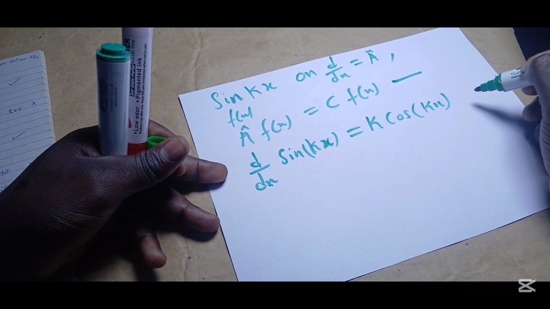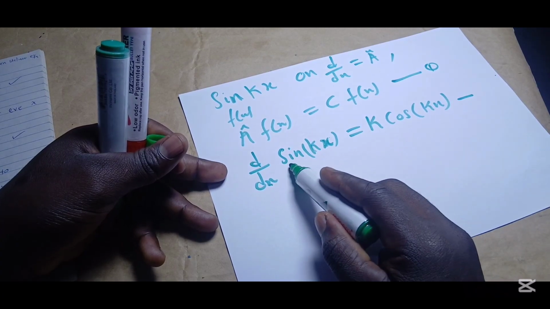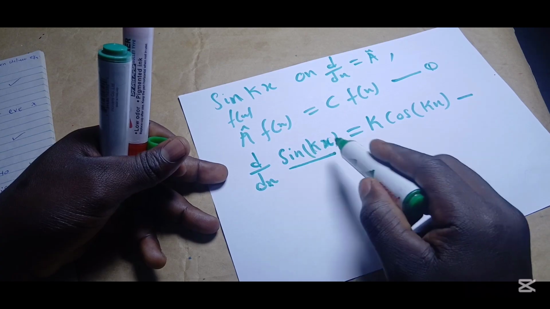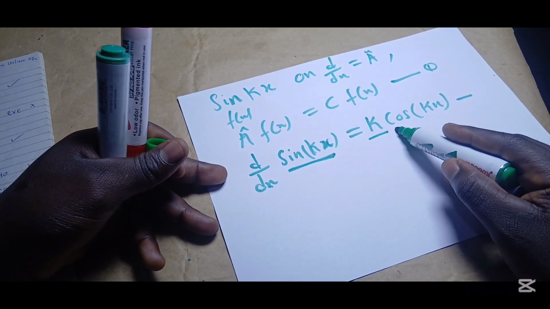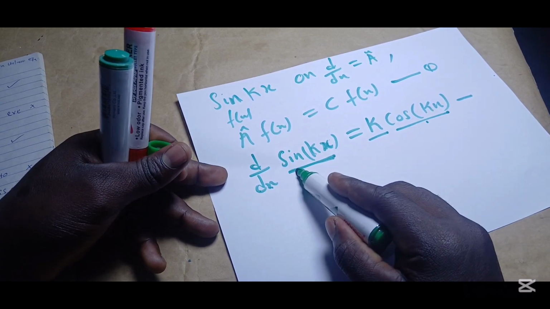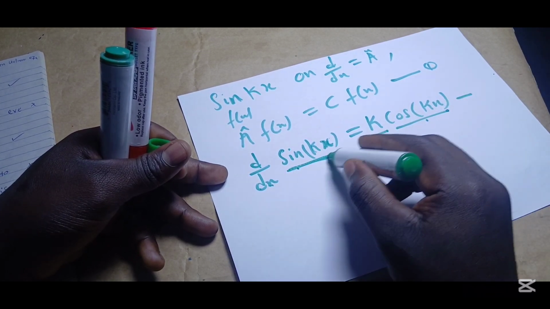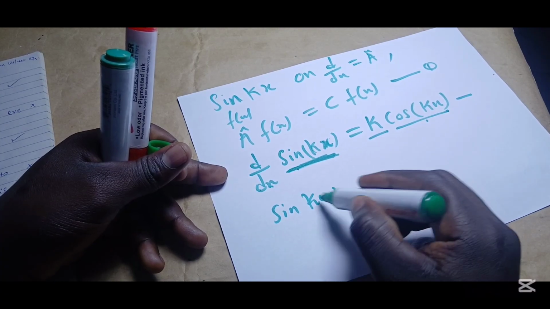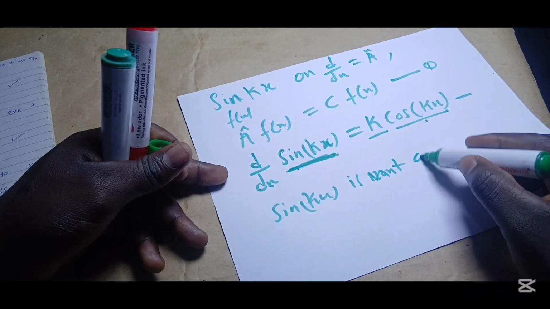We compare whatever we get to the general equation. We have a function sine kx, and the operator d dx acting on sine kx gives us a constant and cos kx. Because this is cos and this is sine, which are not the same, this function is not an eigenfunction. So sine kx is not an eigenfunction.